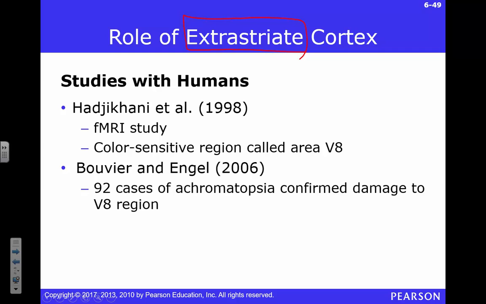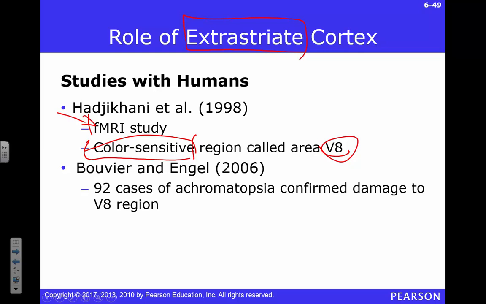Because every step that we go up, David, we're going to do something a little more complicated, right? So what about color-sensitive regions? We call that particular area V8. Some folks did an fMRI study to figure this out. They put people in an fMRI and show them images that contain color or ones that are grayscale. Then they figure out which brain regions are only active when you see the color images. That happened to be area V8.